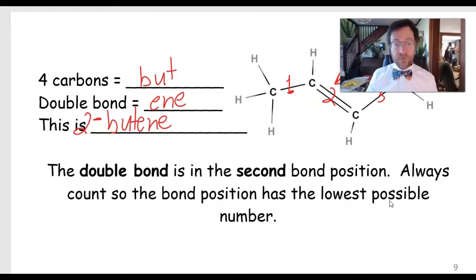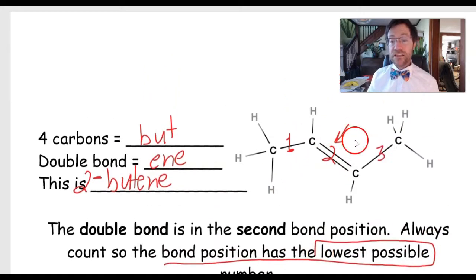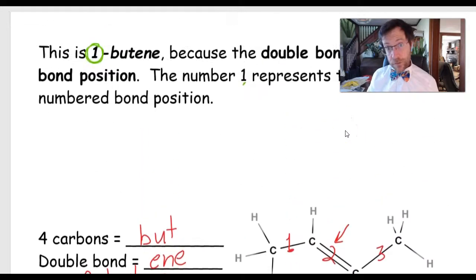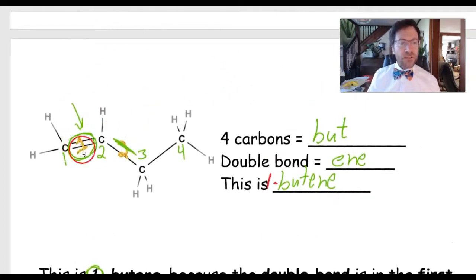And also, you want to count so the bond position has the lowest possible number, right? So this one's pretty easy. There's only one choice. But let's come up here to our other example. If you notice, I chose counting from here: 1, 2, 3. I could have chosen to go like this: bond position 1, bond position 2, bond position 3. But that would have given this a number 3. And I don't want to do that.